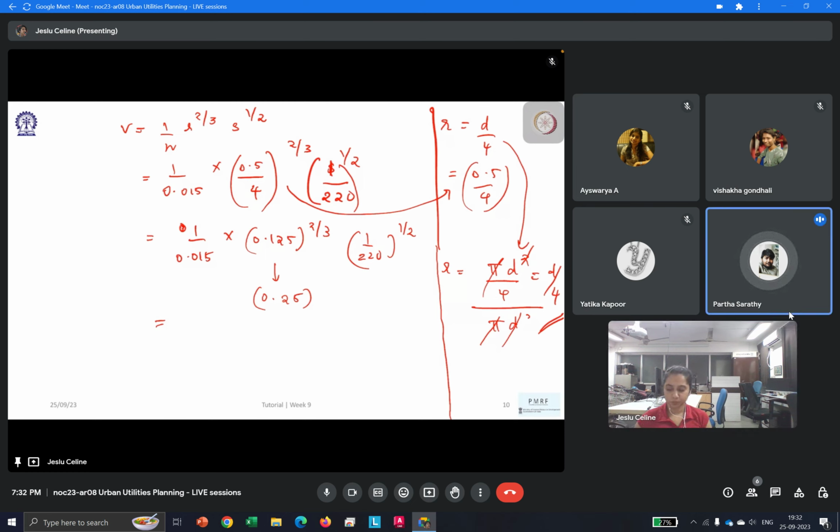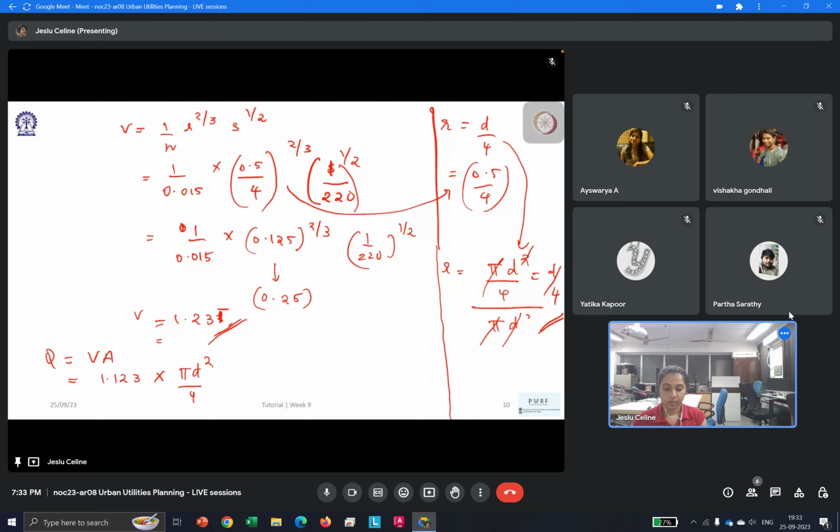Velocity is 1.123. Correct. Now you can find discharge. Discharge is 0.22. So discharge Q is equal to V into A. V is 1.123 into A, which is pi d square by 4, where D is 0.5.